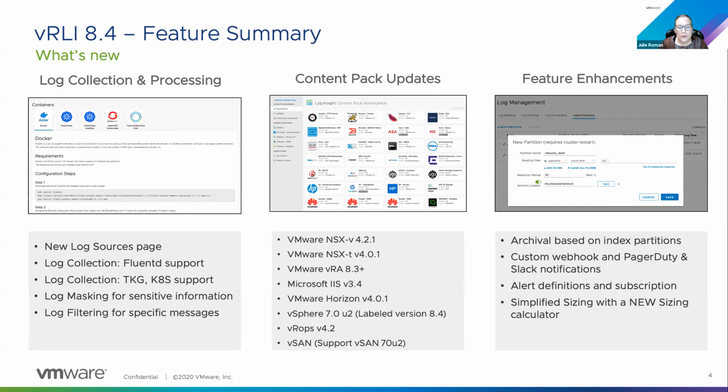And then with this release, we also had a bunch of updates to content packs. Notice the labeling of some of the content packs isn't as intuitive as you'd expect. Like the vSphere 7 content pack is actually labeled version 8.4 because it was released with 8.4. So we might relabel that in the future, but that is for vSphere 7. And we've just gone through and updated a lot of the content packs for bug fixes and enhancements.